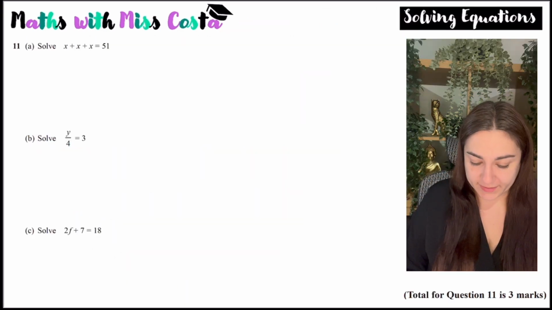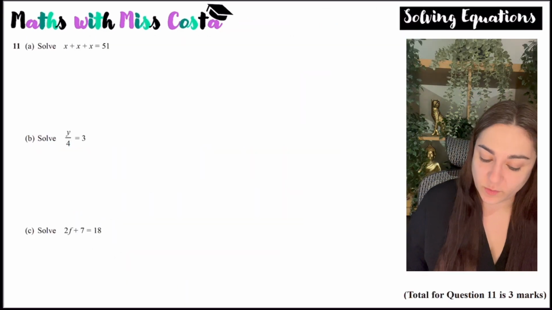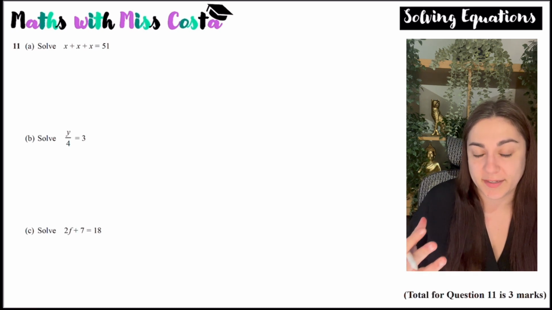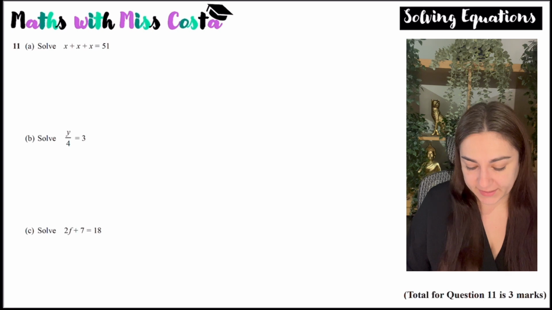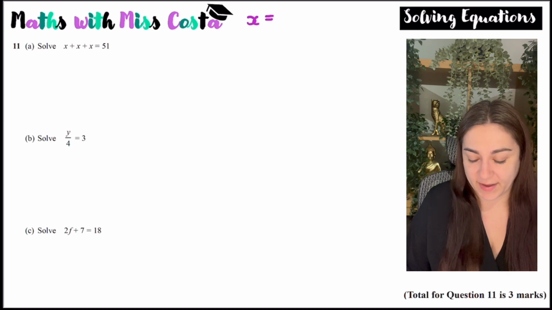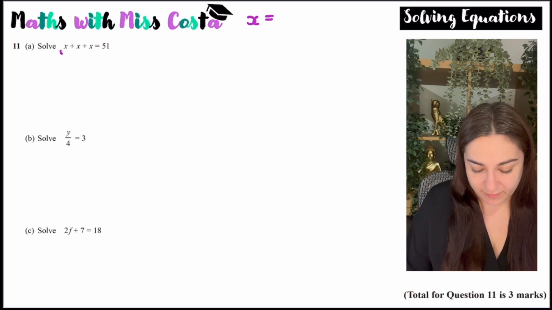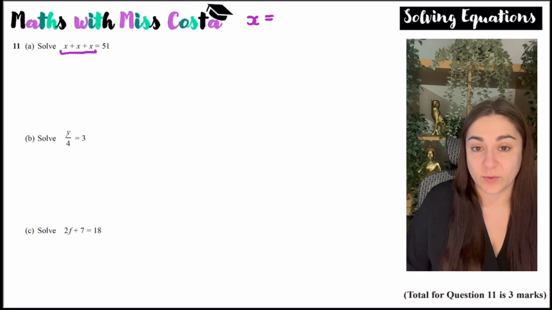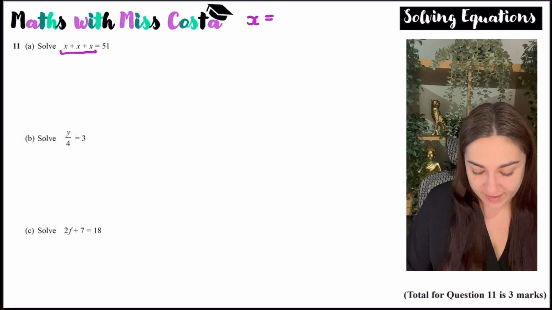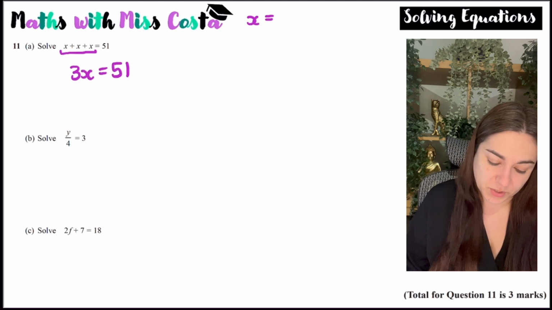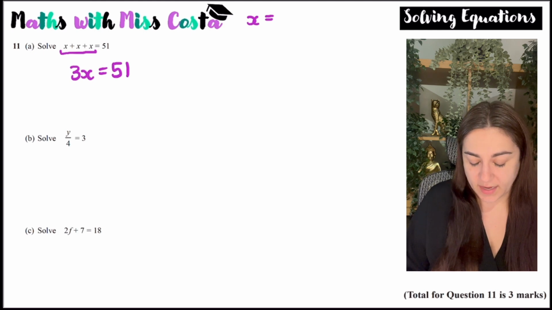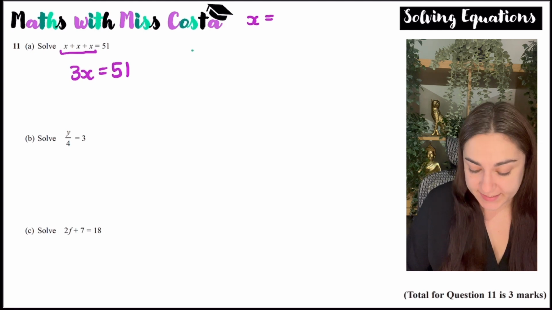Okay, next we've got solving equations. So when I'm solving an equation, all I'm doing is I'm trying to get the variable, in this case x or y, to be on its own so that I can find out what its value is. So over here I've got x plus x plus x equals 51. I can simplify that. x plus x plus x gives me 3x. So 3x equals 51. And I can use a function machine to help me.